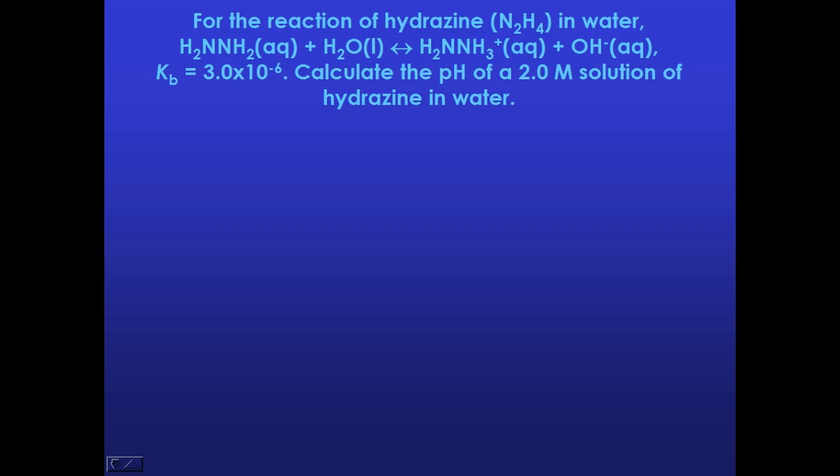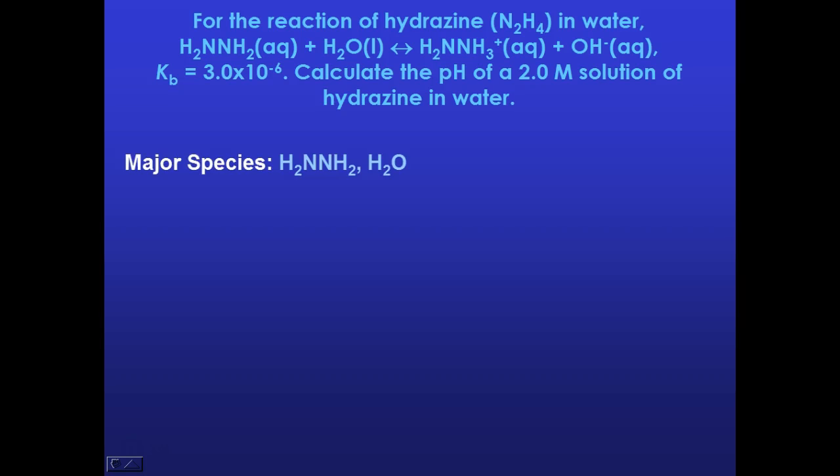Here we have a weak base. I know you do not have Kbs on your chart for a whole lot of these ammonia-based bases, so I will give you Kb values on your worksheets when you need to use them with these. So here we have hydrazine, H2N-NH2, being added to water. Because it's accepting a proton, it becomes H2N-NH3+, and OH minus gets left behind. You have your Kb value, 3 times 10 to the negative 6, pretty small. We want to find the pH of this solution.